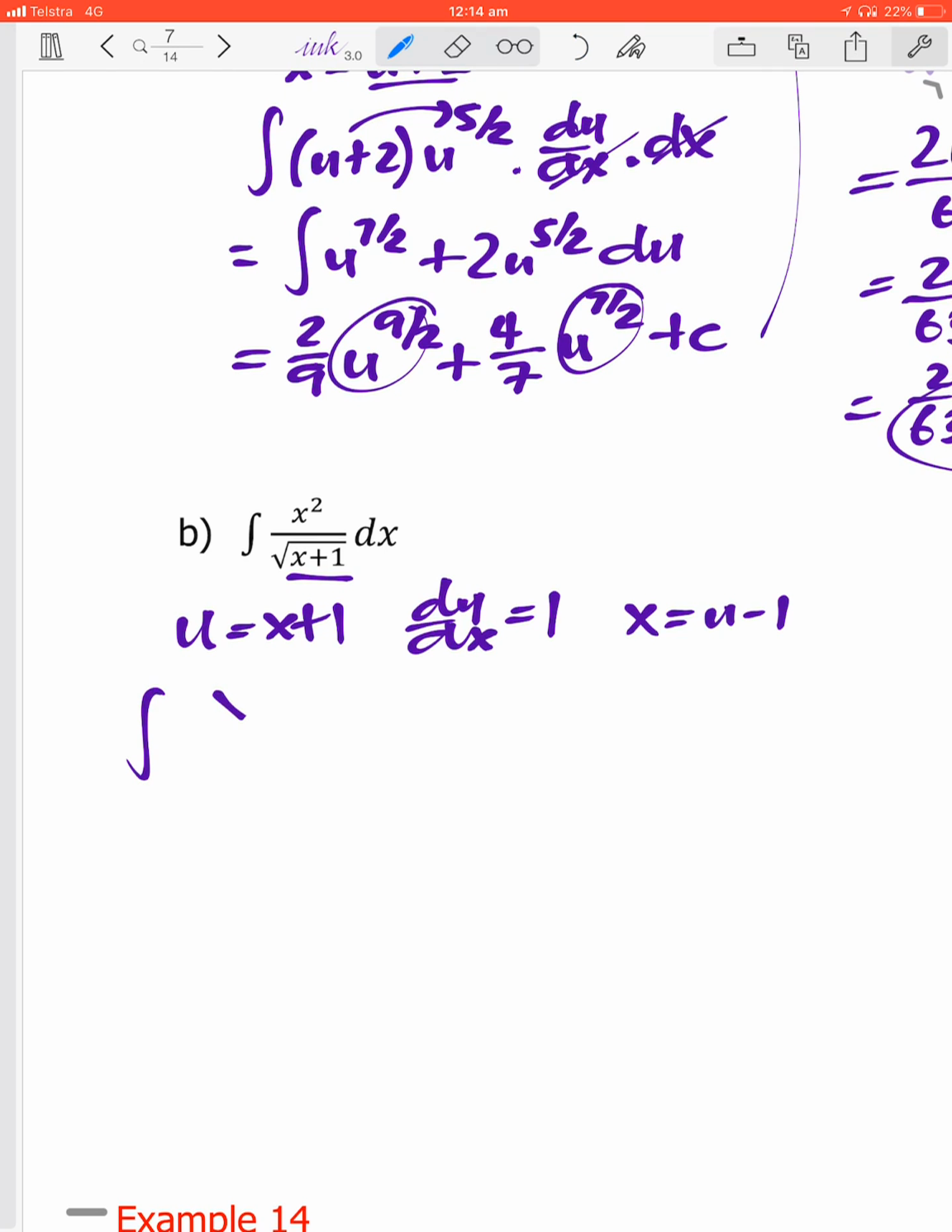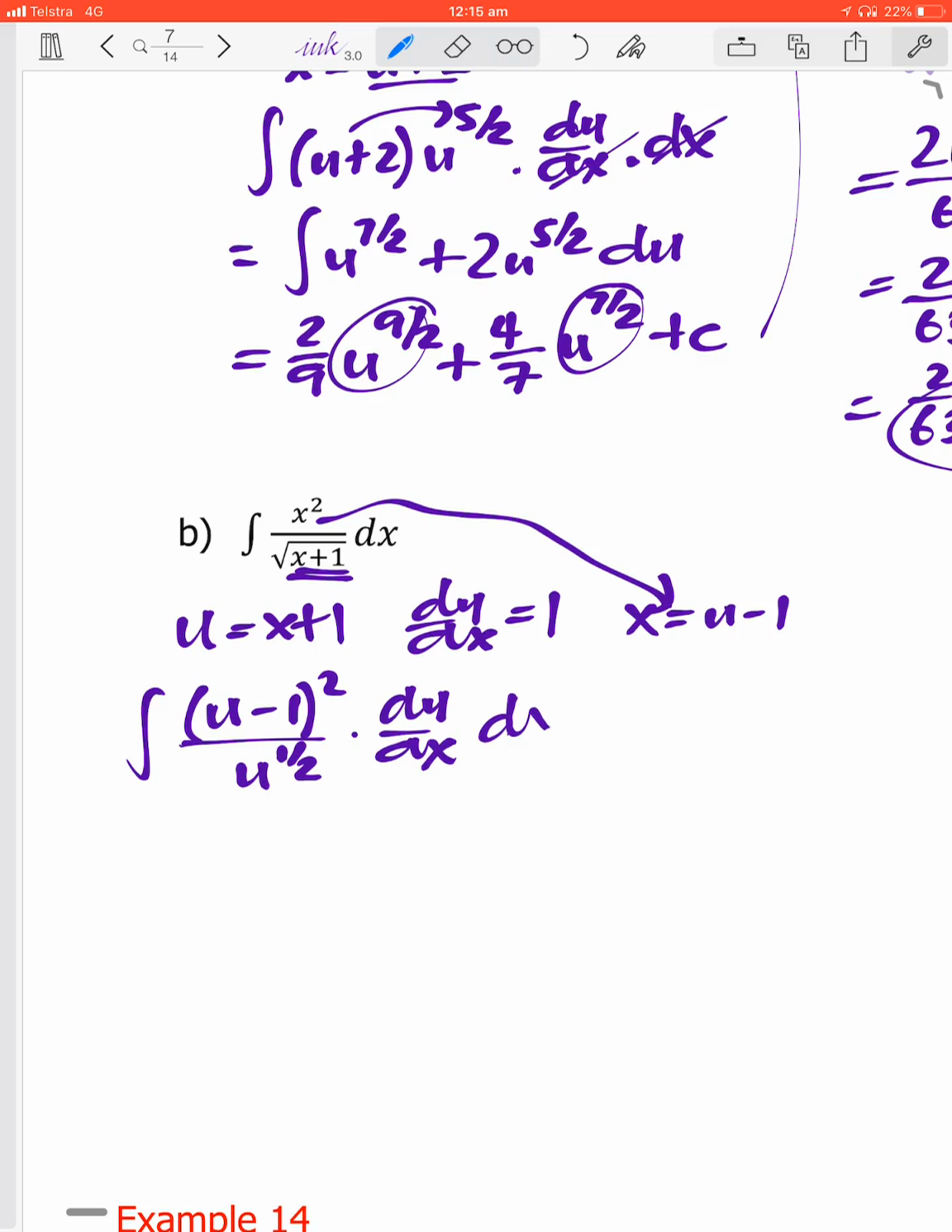That's not a u. It is 12:15 at night, so a little bit tired. (x minus 1) squared on u to the half, because x we know is u minus 1, and we know that u is x plus 1, so we can say root u. And then we can add in a du/dx, because it's just 1, and then dx. They cancel.